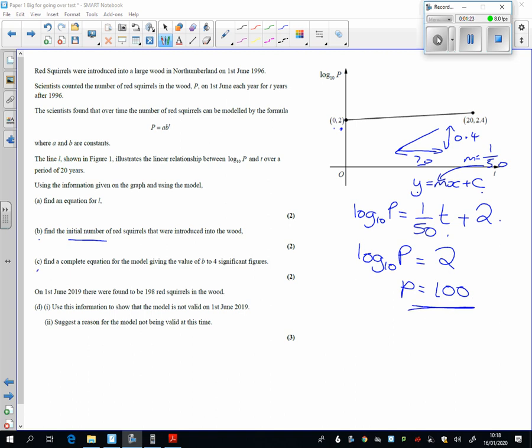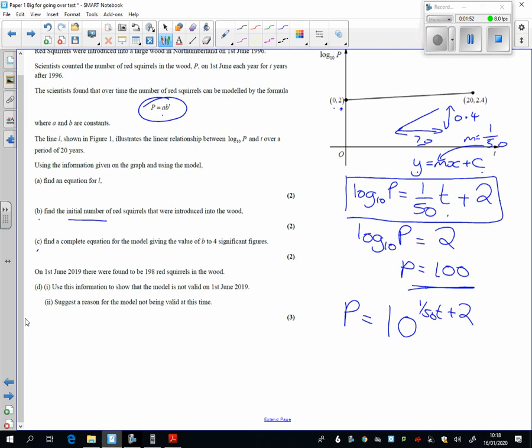Part C now says find this complete model here. And maybe we could try and figure it out from what we already know. p is 100, it tells me that the a value there is 100. But let's show you how. I'm going to work with this bit here now, and what I'm going to do is 10 to the power of both sides. So I get p equals 10 to the power of 1 over 50t plus 2.